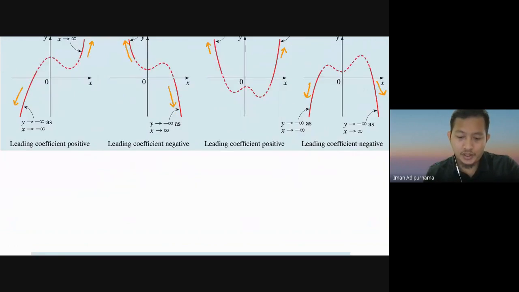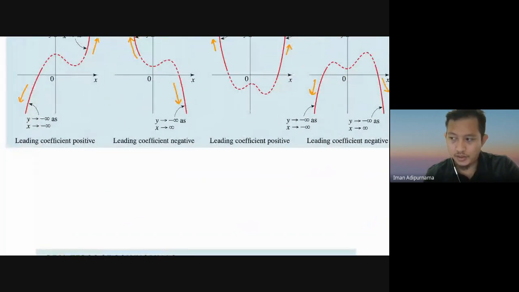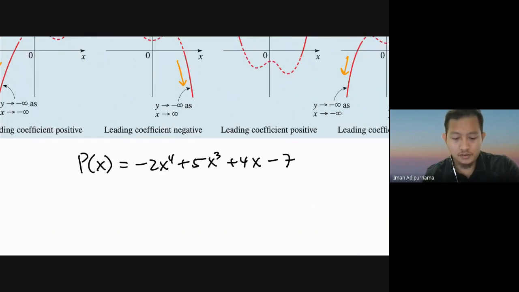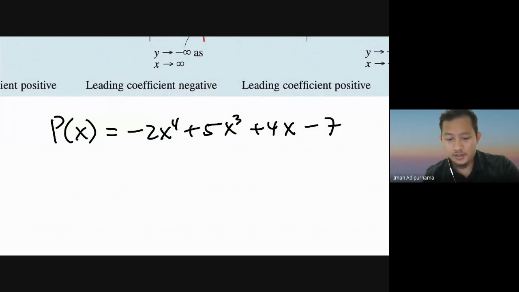So for example, if you have some polynomial functions, and then you have, okay, by looking at this polynomial here, this is even degree, right? So even degree, and then you have the negative part here. So probably it will be like this, right? Probably.